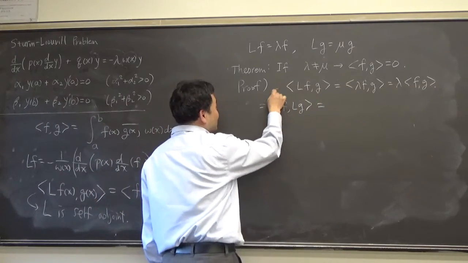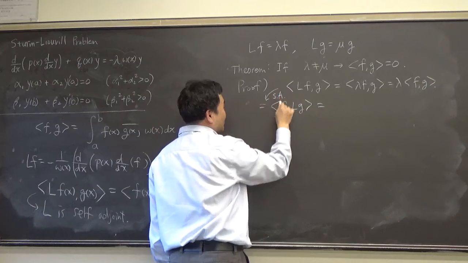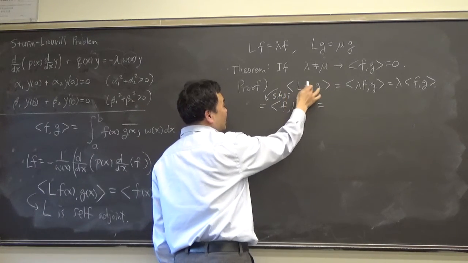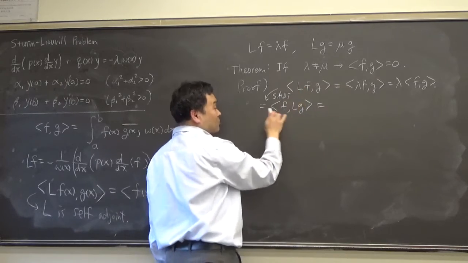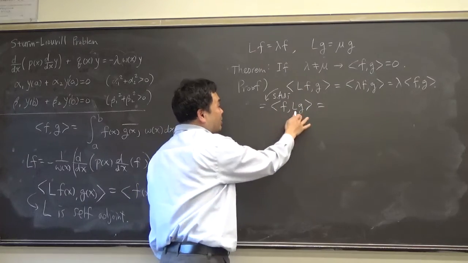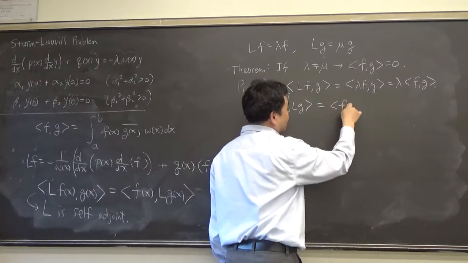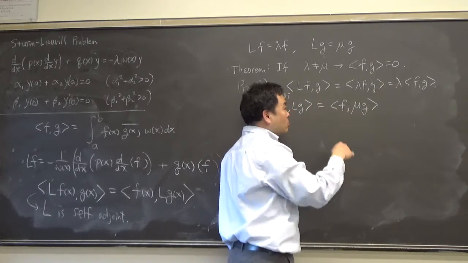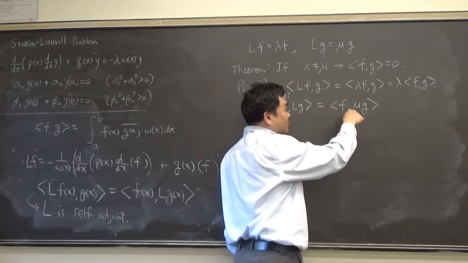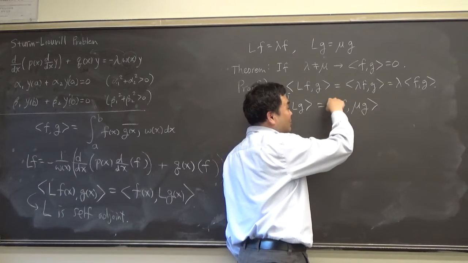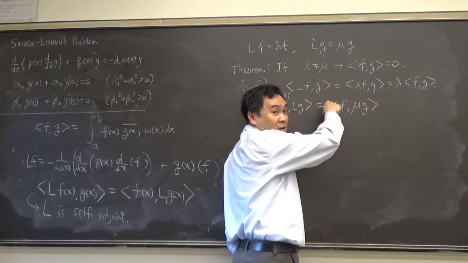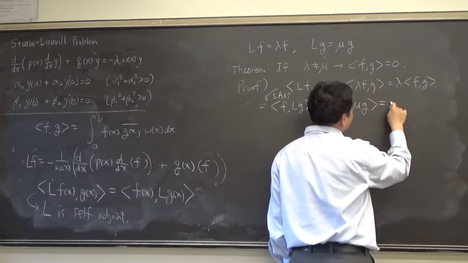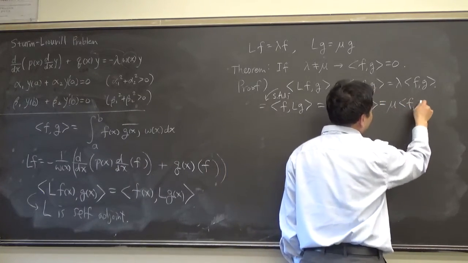Because L is self-adjoint, you can move this L to the other side, so these two are the same. But what's L of g? It's mu g. And although the Hermitian product is sesquilinear, so that you have to bring this out as a mu bar. Mu bar is the same as mu, right? Because it's real. So you get mu times the inner product of f and g.